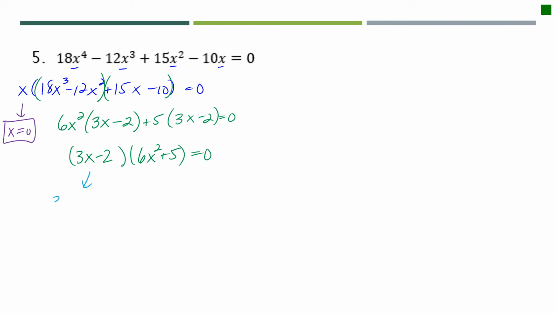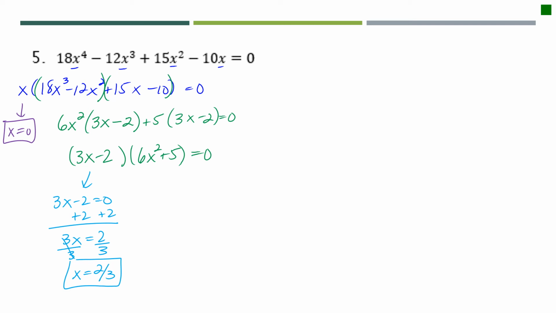I'm going to set this equal to 0. I'm going to add 2 to both sides. So I have 3x equals 2 and then divide by 3. X equals 2/3. So now I have 2 of my 4 answers. My other 2 are going to come from that second set of parentheses.